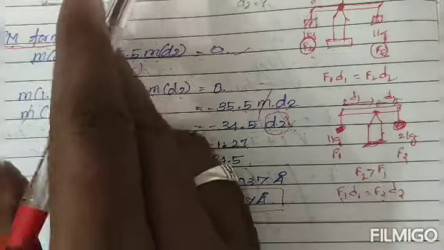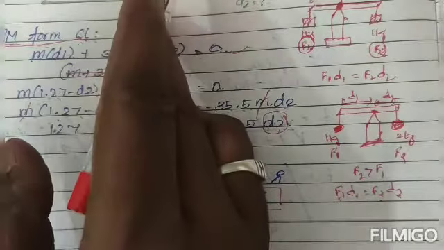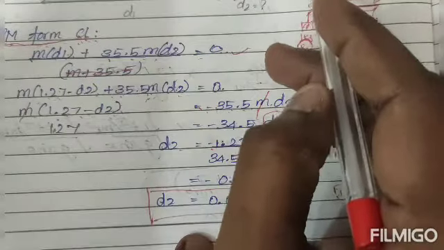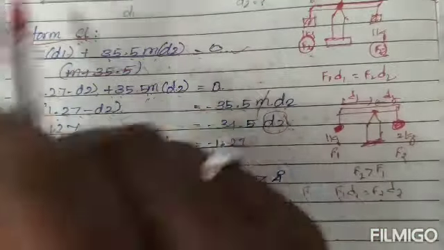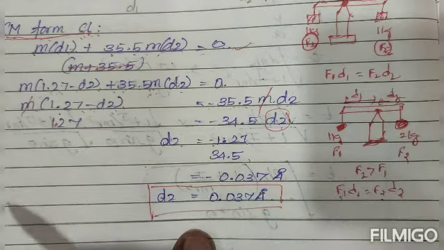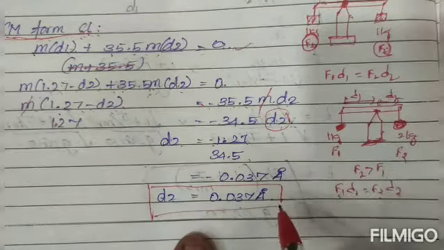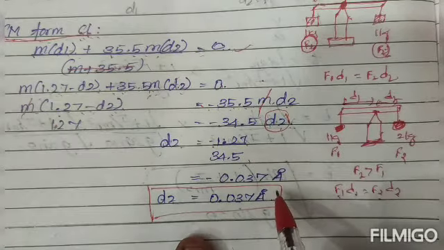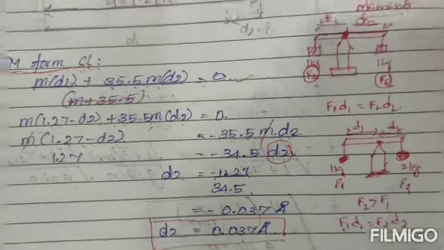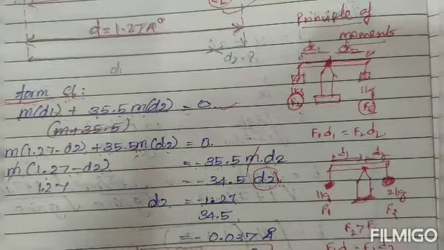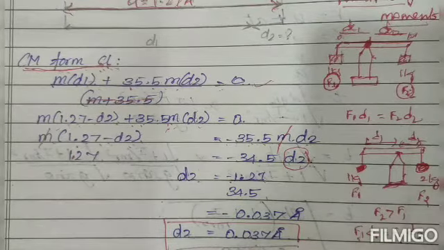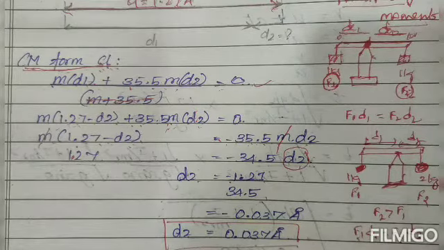Suppose you want the center of mass from the hydrogen atom: subtract 0.037 from 1.27. So you can get D1 also. Okay, so anyhow it's the same location only. So this is the way to find the center of mass of the HCl molecule by using the principle of moment. Okay students, I hope you understand this question. Okay, thank you.